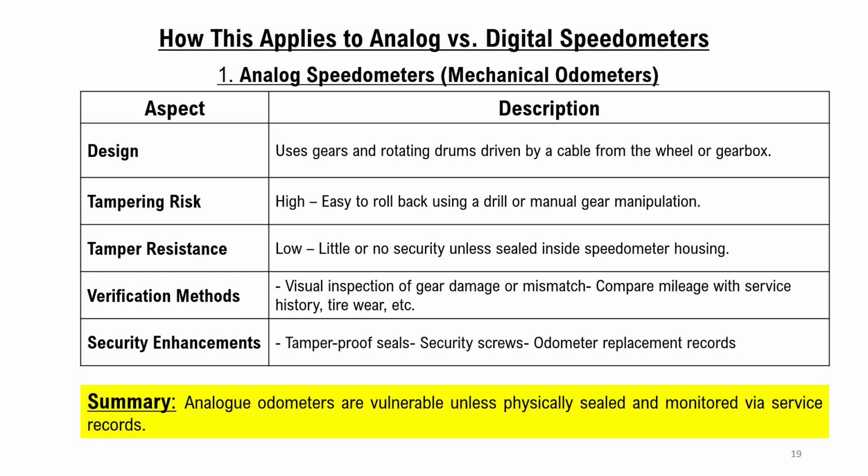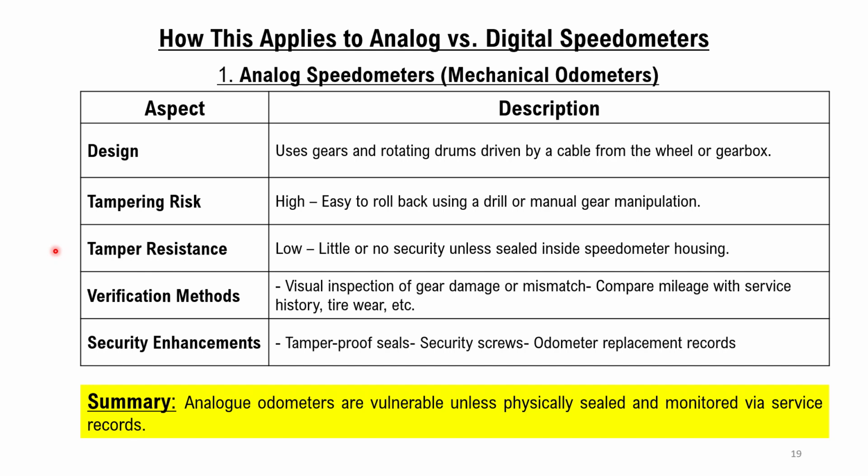How does this apply to analog versus digital speedometers? While considering the analog speedometer, the number one aspect is design. It uses gears and rotating drums driven by a cable from the wheel or gearbox. Tampering rates: high, easy to roll back using a drill or manual gear manipulation. Tamper resistance: it is low, with little or no security unless sealed inside the speedometer housing.